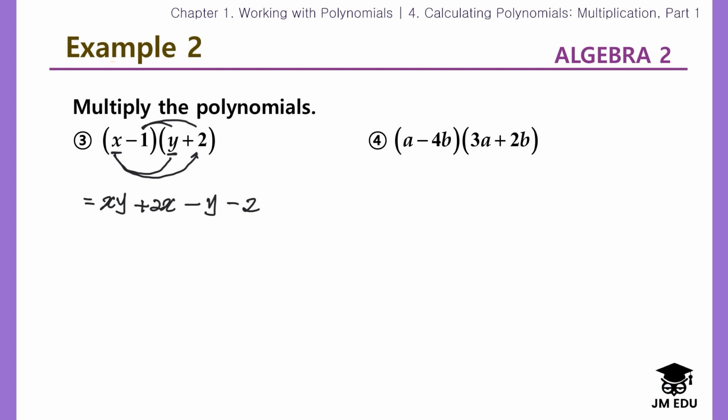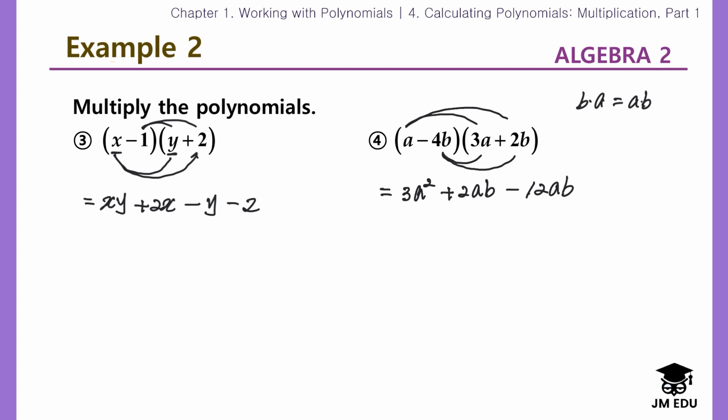Okay, number 4. First, a times 3a, that's going to be 3a squared. Outer, a times 2b, that's going to be 2ab. Inner, negative 4b times 3a, negative 4 times 3, that's minus 12. B times a, that's ab, right? B times a is equal to ab. And last, minus 4b times 2b, that's minus 4 times 2, 8. B times b, b squared.